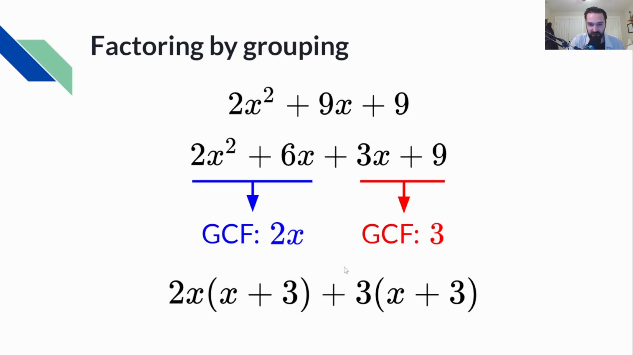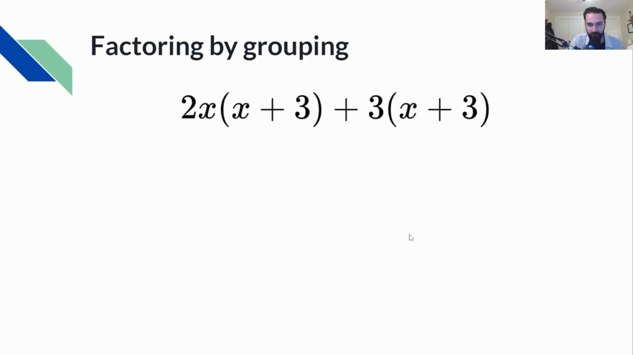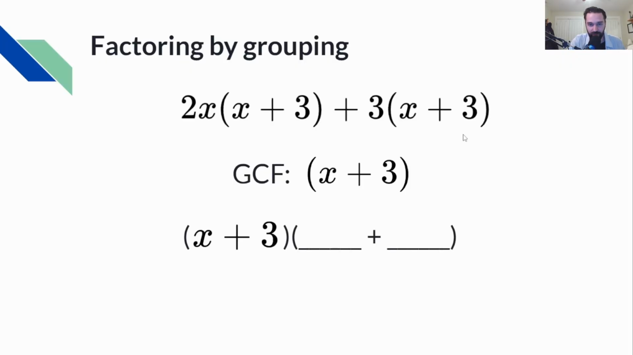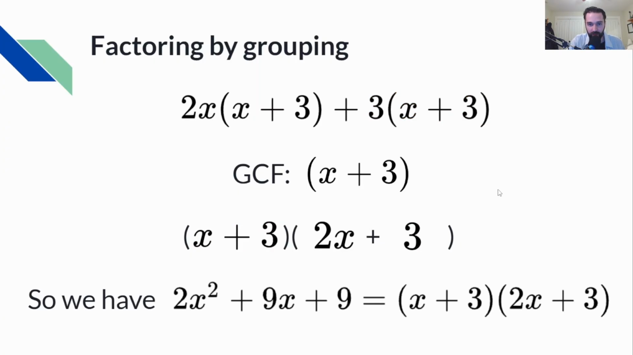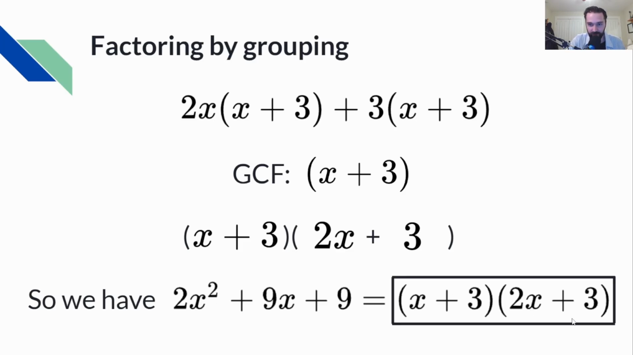Put these together with an addition sign and take it to the top of the screen. x plus 3 is the GCF of these two terms, so let's factor that out. Then we ask, x plus 3 times what equals this thing in blue? The answer is 2x. And then we ask, x plus 3 times what equals this thing in red? The answer is obvious. It's just 3. So 2x squared plus 9x plus 9 equals x plus 3 times 2x plus 3. This is my final answer.